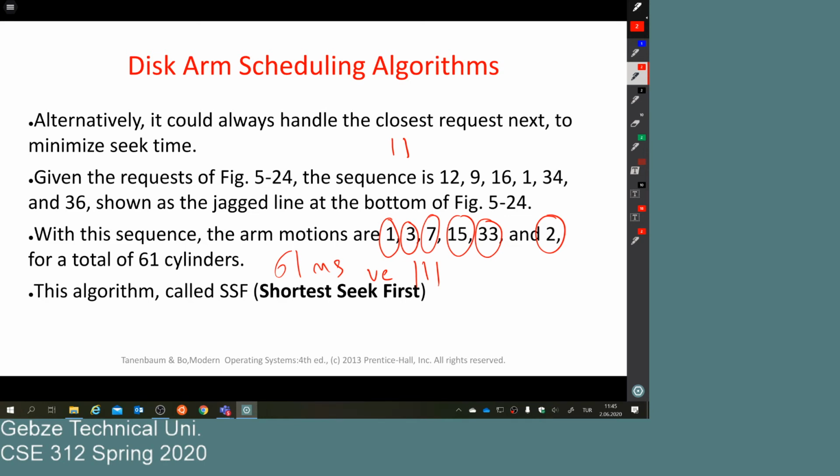So if my driver, operating system, or disk management software is smart and knows the disk structure, and whenever it receives requests like that it makes this kind of rearrangement, then my total access times will be much shorter.